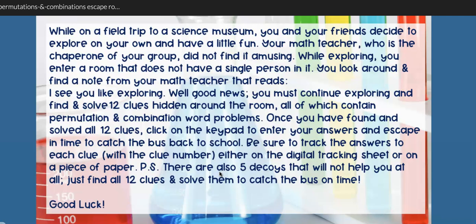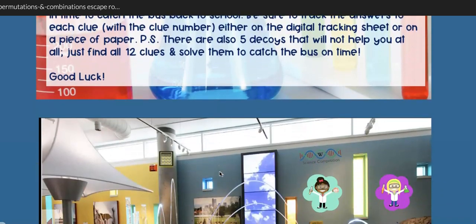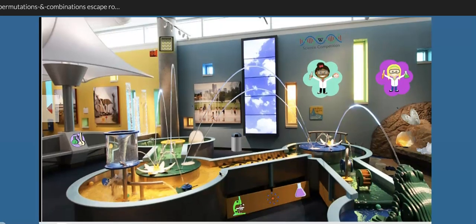Be sure to track the answers to each clue on your worksheet that's provided in the assignment. Be careful because there are also 5 decoys that will not help you at all. Just find all 12 clues and solve them to catch the bus on time. Good luck. So here's what the museum looks like.